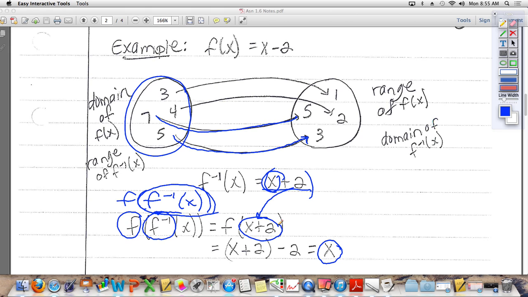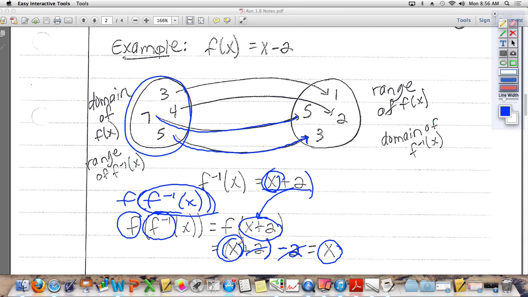So what we're doing is finding the value of the function when I replace x in the function with x plus 2. Remember my original function was x minus 2. So I have to replace that x with x plus 2. I replaced it with x plus 2, but remember I still have to subtract 2 from it. The plus 2 and the minus 2 cancel out. It leaves me with x.